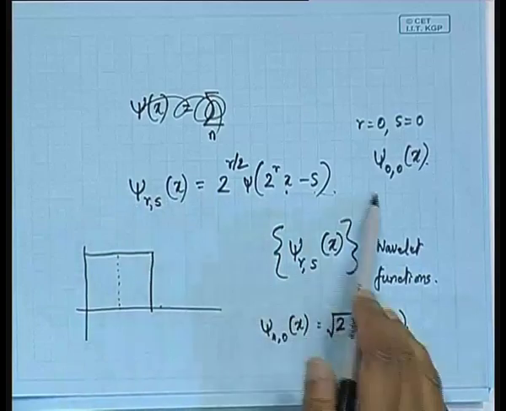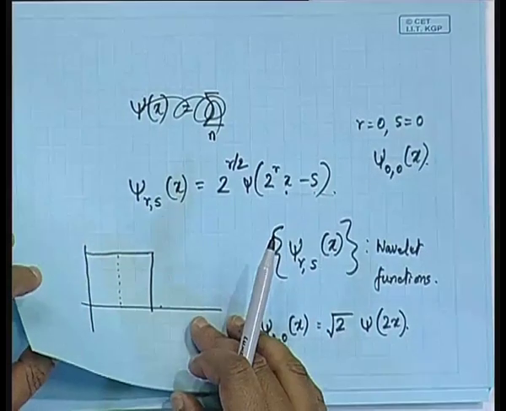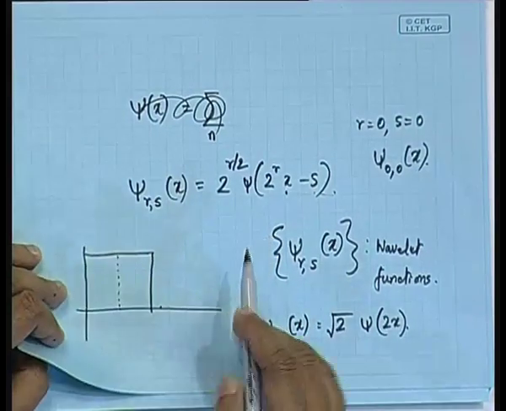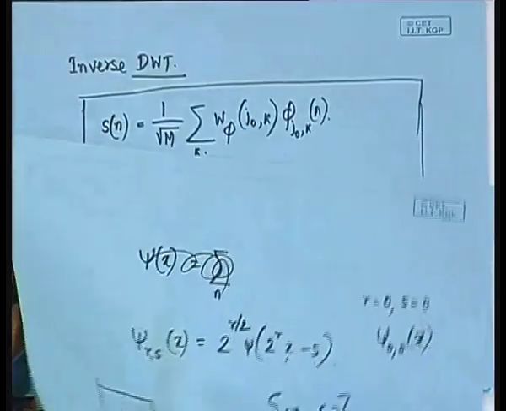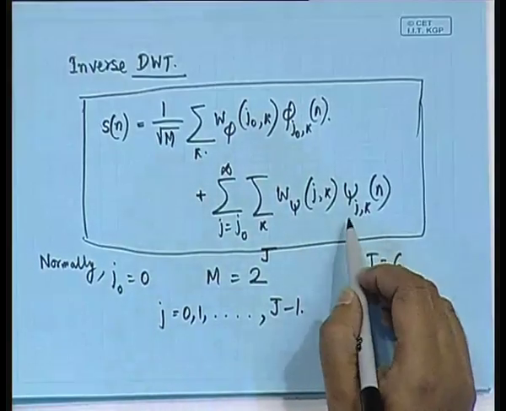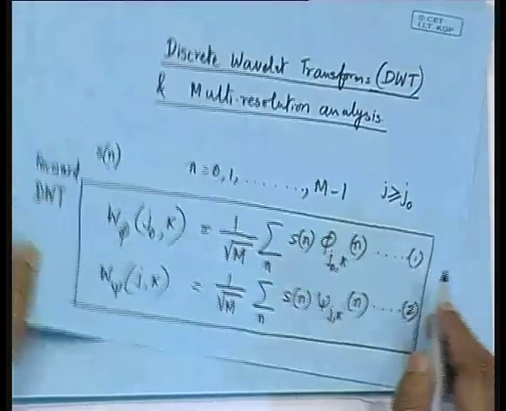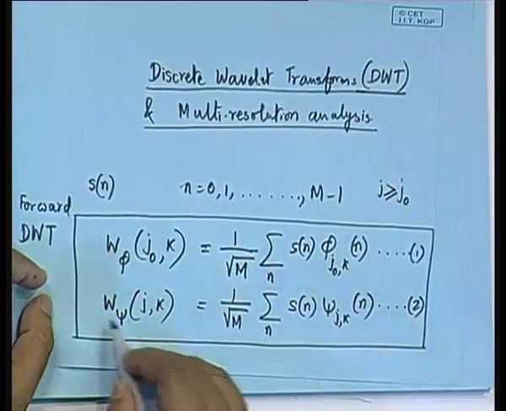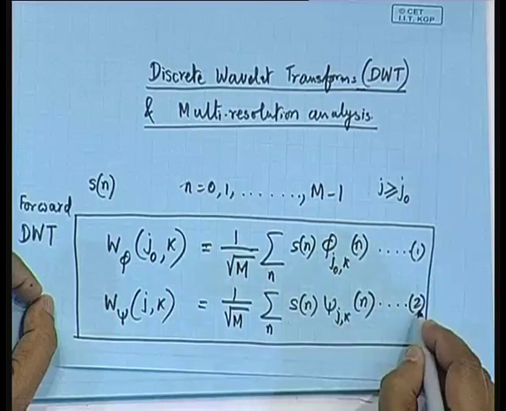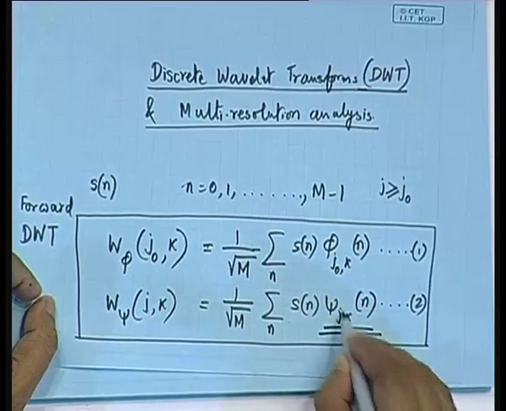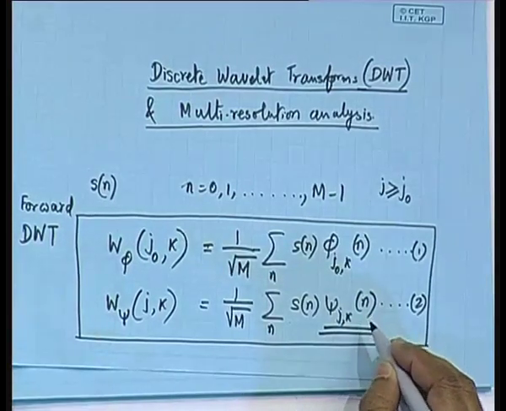Okay. So, it is possible for us to write down this same expression. In fact, instead of psi r s, if I now start writing psi j k of n, in that case equation 2, which I have written as W psi j k is equal to this, can be rewritten by substituting this psi j k expression, as we would obtain from this.